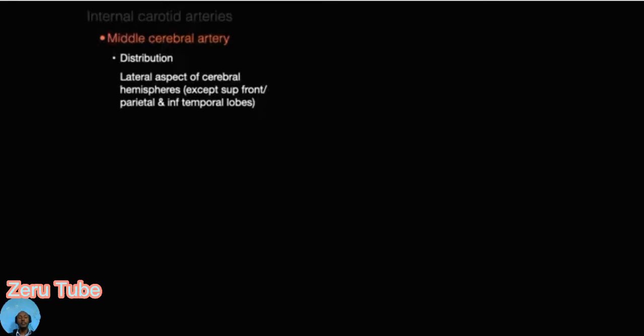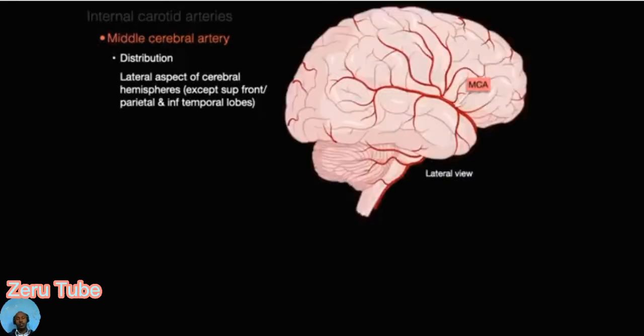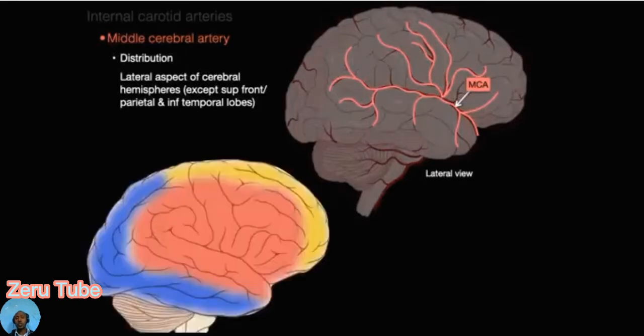This is the middle cerebral artery, which goes to the lateral sulcus and gives blood to the lateral aspects of the brain. Look. The red colored part is the lateral aspects of the cerebrum. This area is totally supplied by the middle cerebral artery. But the superior surface of the parietal lobe and the superior surface of the frontal lobes are supplied by the anterior cerebral artery, the yellow color.